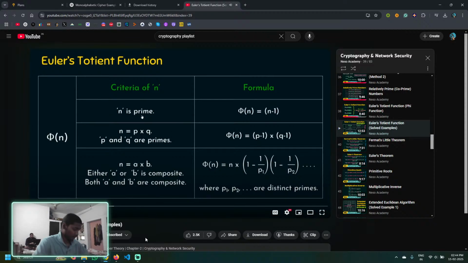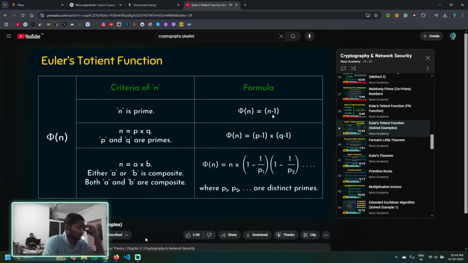manually do the calculations. Simply, you can calculate phi of n is equal to n minus 1. For example, if the number n is 7, 7 is obviously a prime number. So if you are going to calculate phi of 7, then the answer is 7 minus 1, which is 6. So there are 6 positive integers less than 7 that are relatively prime to 7. That is what the Euler-Totient function is all about. So this is the first criterion, when n is a prime.